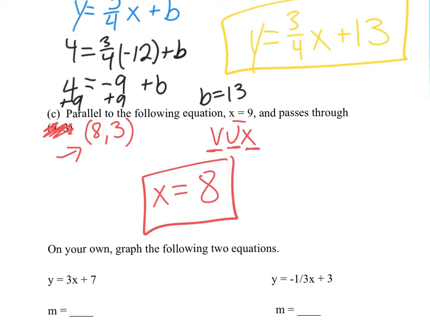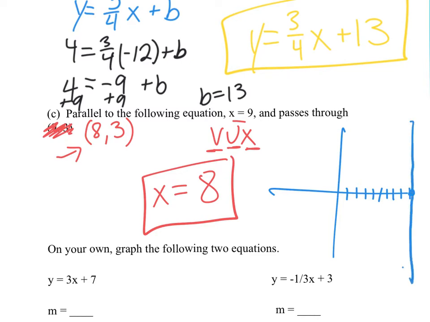One thing you can do if that is a little bit confusing to you is to graph it. Go ahead and find the line where x equals 9, which would be right here. And then plot that point 8-3. And then think, what's a vertical line that's going to be parallel to my line? It's got to be right here.